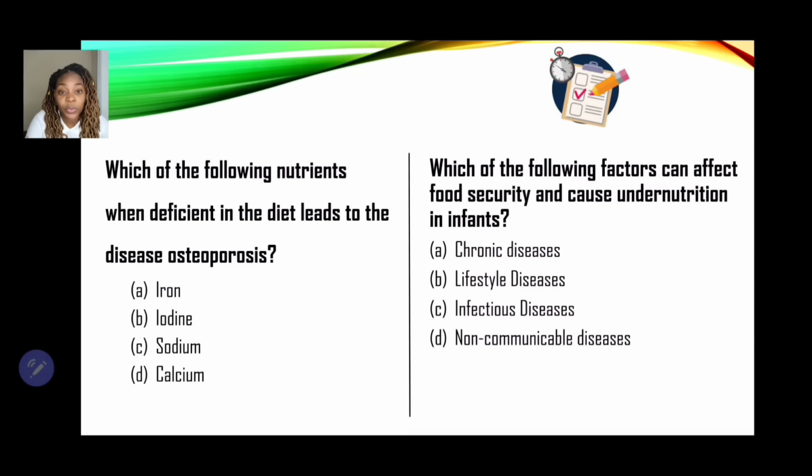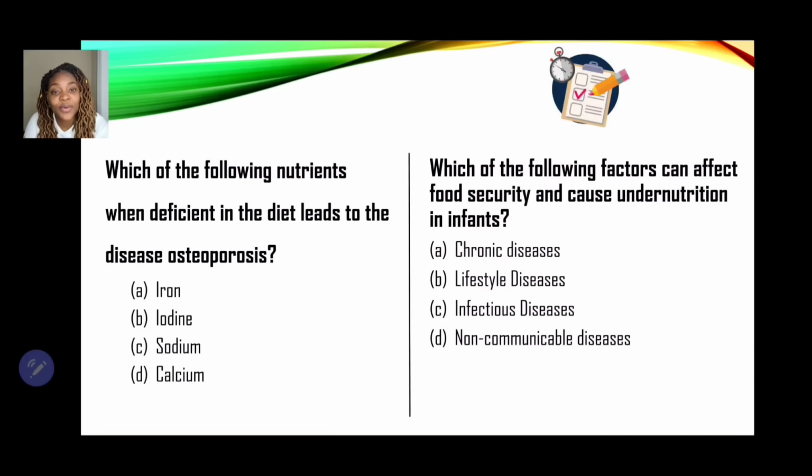disease osteoporosis? Now, when we speak of osteoporosis, we're speaking about that deficiency disease wherein a particular nutrient is lacking. So what? The bones become porous and brittle and they're easily broken. Now, let us look at these minerals that are listed and we'll see which one of these minerals makes bone what? Strong and healthy. A, iron. B, iodine. C, sodium. And D, calcium.